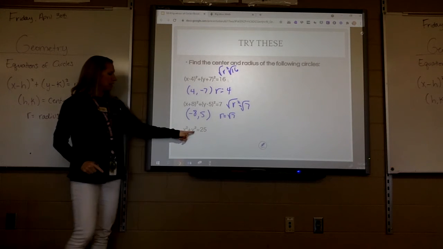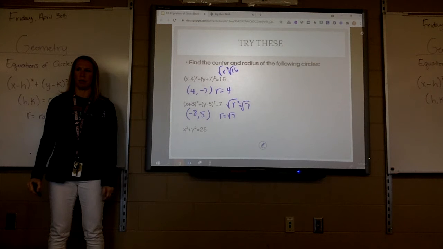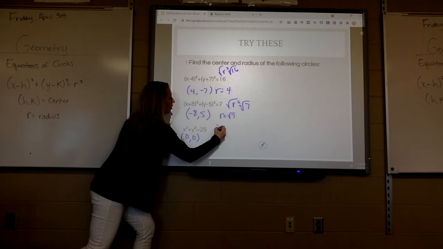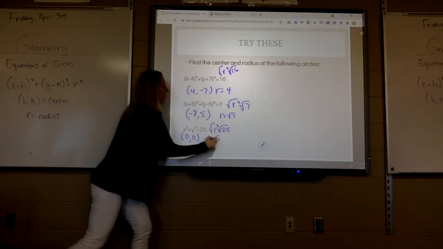And then this one, what would my center be if it just says x squared plus y squared? 0, 0, good. And radius squared is 25, so what would the radius be? 5. 5, okay.